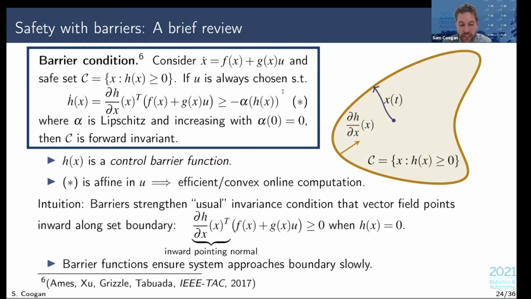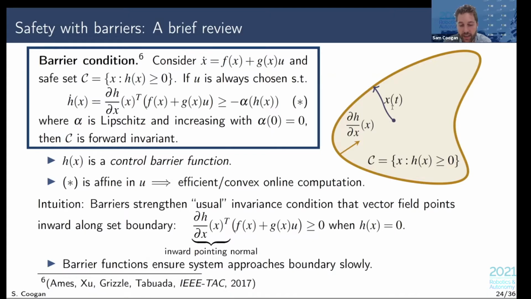So what properties do we need on this lower bounding function? We simply need this alpha function to be 0 at 0. This is actually in Lipschitz. These are actually the only two conditions we need. In this case, H is called a control barrier function. And the intuition is rather simple.